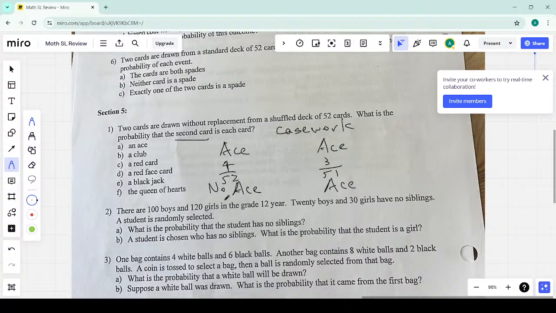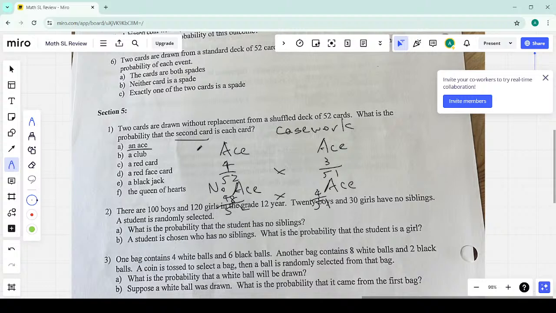Now for no ace, the first one would have probability 48 over 52. And then this would have probability 4 over 51. So you would multiply these two together and you add them up. And that would give you an ace.